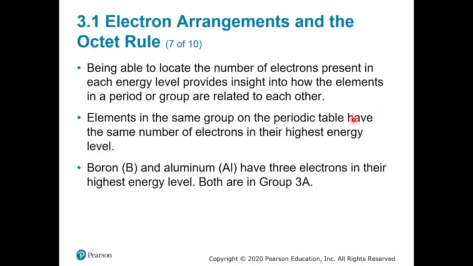Note that as we go down a group, we actually have the same number of electrons on that outer shell each time. That's actually what the group numbers are referring to. So elements in the same group on the periodic table have the same sort of structure on the outside, the last energy level, the outermost one. Okay? And that's what makes them have similar chemical properties.